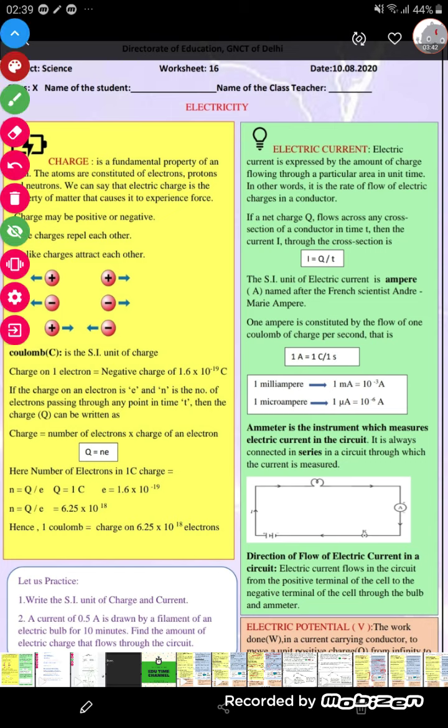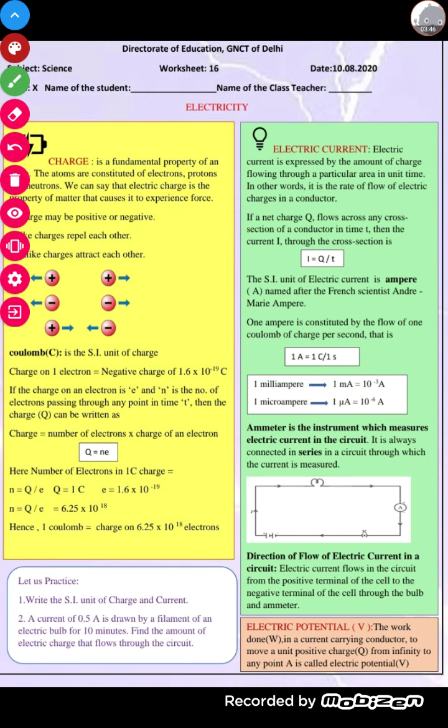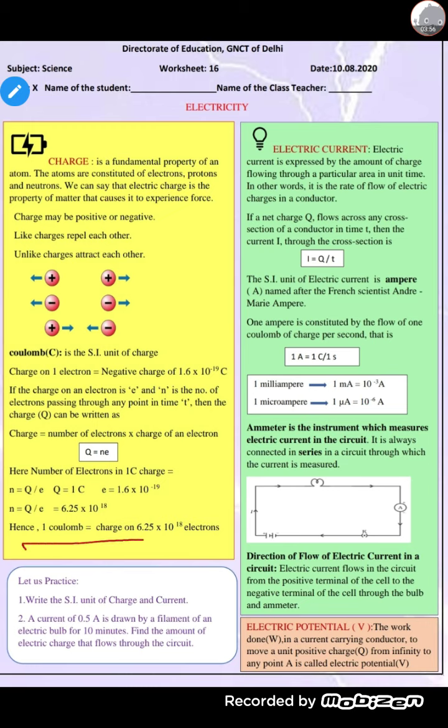So next, students, we can say that 1 coulomb is equal to the charge on 6.25 into 10 raised to power 18 electrons.